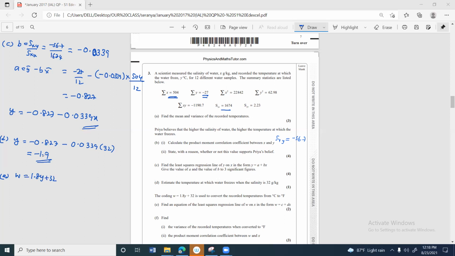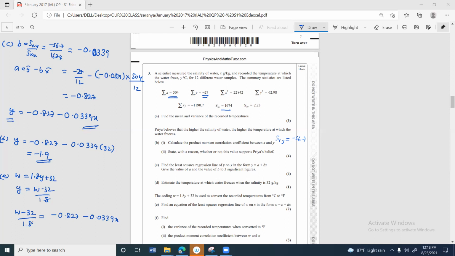Therefore, we need to replace with y. In this equation, y should be replaced. Therefore, I need to subtract 32 and divide by 1.8: W minus 32 divided by 1.8. Therefore, you can write the coded information as W minus 32 divided by 1.8 equals minus 0.827 minus 0.0339x. So that is the equation we need to make.